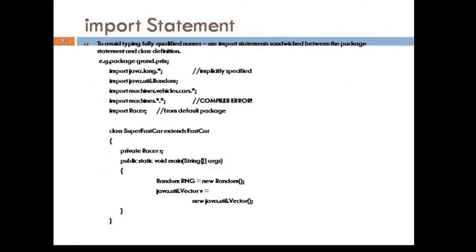Now what is this import statement? To avoid typing fully qualified names, use import statements sandwiched between the package statement and class definition. For example, package grand.prix. Okay, I want to include the java.lang package for me. Then what will I do? I will write import java.lang.star. This is implicitly specified. Import java.util.random. What will this be doing? This dot star will include all the classes in java.lang, and this random will include the random class, and so on.